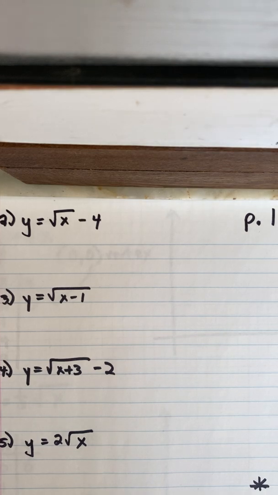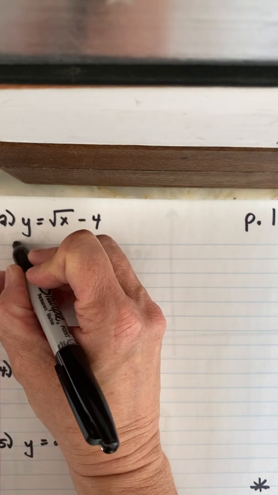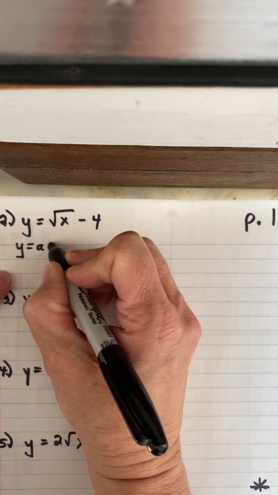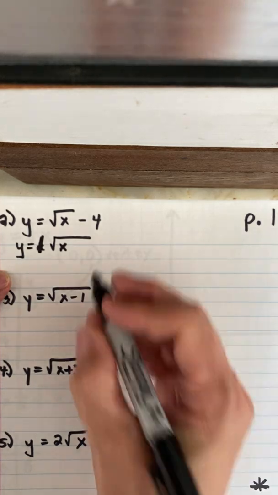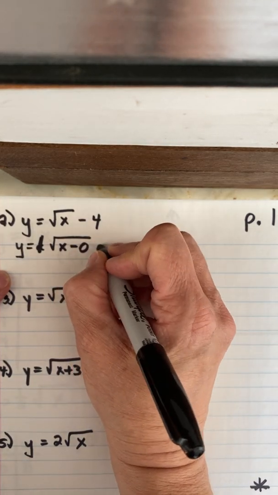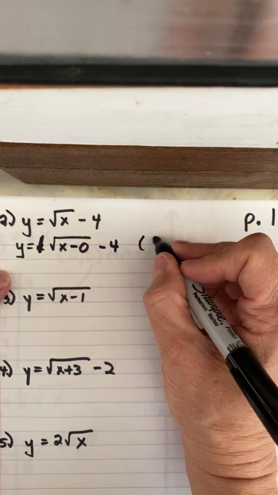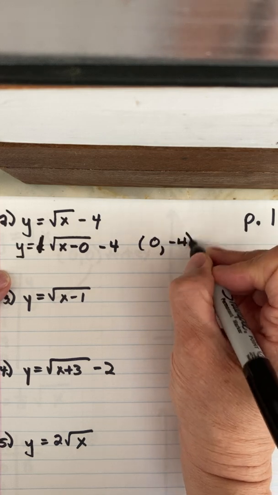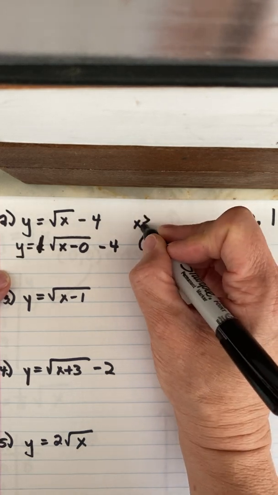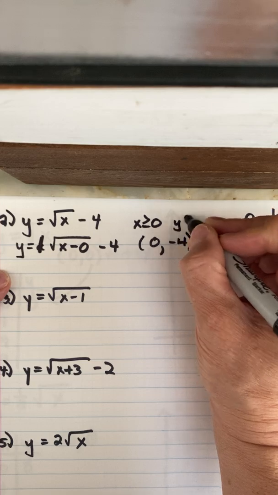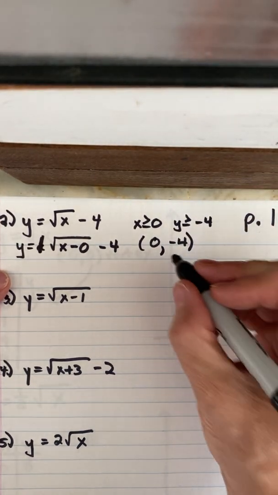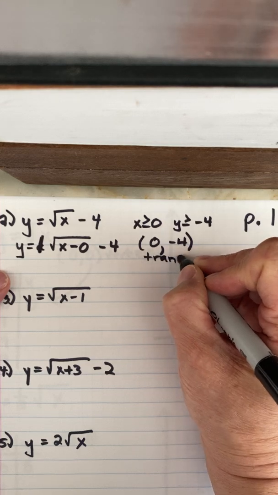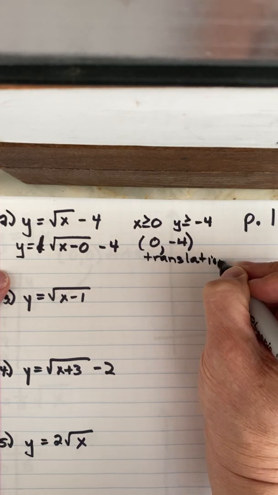So when we look at number 2, we want to come up first with the vertex. So this is in the form of y equals a times x. Well, in this case, a is 1, x minus 0 minus 4. So my vertex is 0, negative 4, which means my domain is x is greater than or equal to 0 and y is greater than or equal to negative 4. And since the only thing that changed was the vertex and a is still 1, this is a translation.